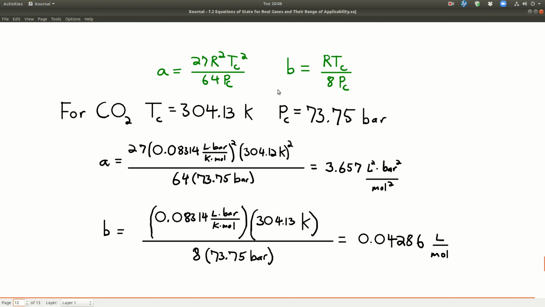So for example, for carbon dioxide, the critical temperature ends up being about 304.13 Kelvin. Critical pressure is about 73.75 bar. So if we substitute those values into both of these guys, just like this, we end up getting A is 3.657 liters squared bar per mole squared, and B 0.04286 liters per mole, which if you look up these constants for carbon dioxide, that's basically what you're going to see.